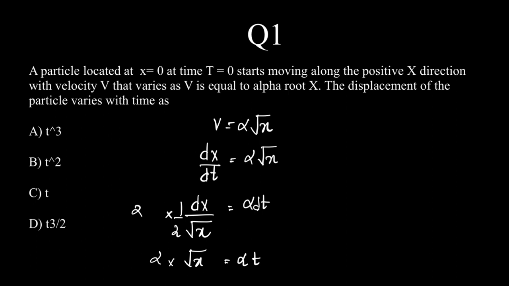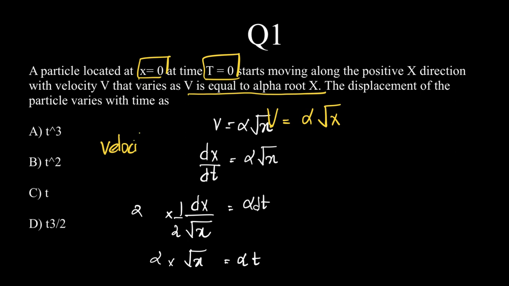So what's given here is v is equal to alpha into root x, is what the question says. Now the location is x equal to 0 and the time instant is t equal to 0. All right.